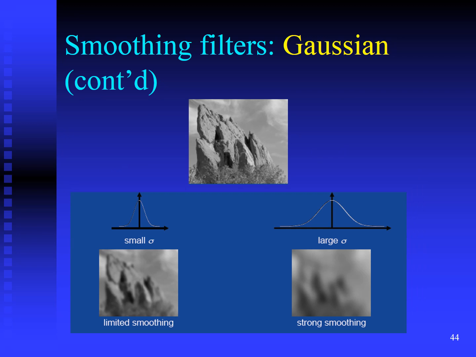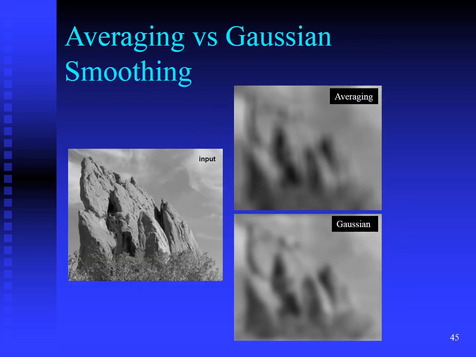So this is the application of a Gaussian filter. With a small Gaussian you have limited smoothing. With a large Gaussian you have strong or extra smoothing. Averaging versus Gaussian: averaging does not play a good role here, Gaussian gives a better result, but it depends on the input image and what type of smoothing you need. In some examples averaging is better, in some Gaussian is better.